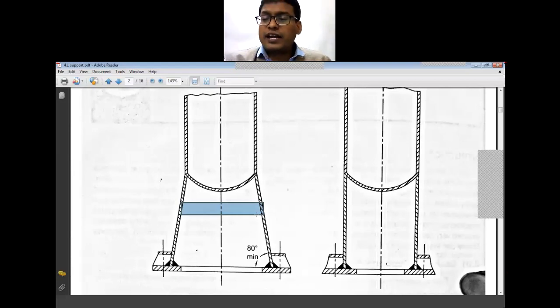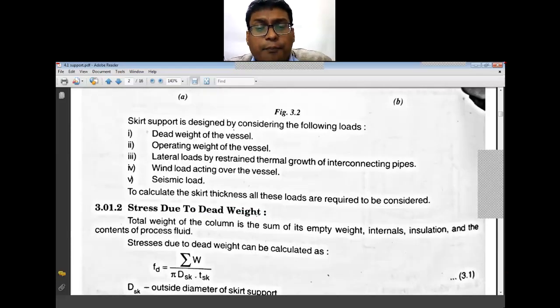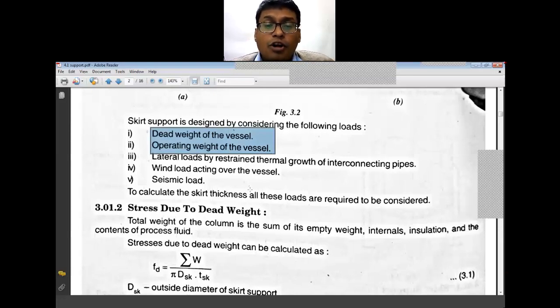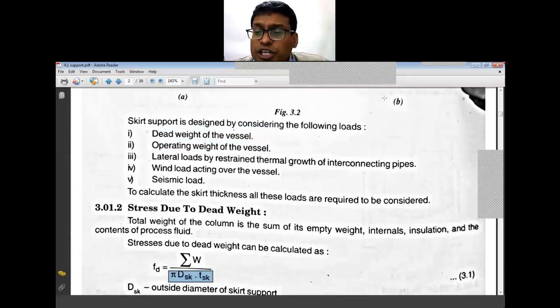So that is why it is considered to be pi Dsk into tsk, because the stress is equal to the weight per unit area, weight upon area, and weight is nothing but your total summation of the weight, summation of W, that incorporates the dead weight of the vessel plus the operating weight of the vessel, upon the area on which this total weight is acting. So that is pi Dsk into tsk.